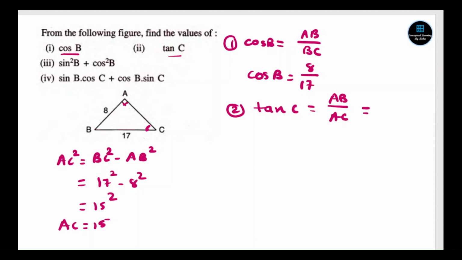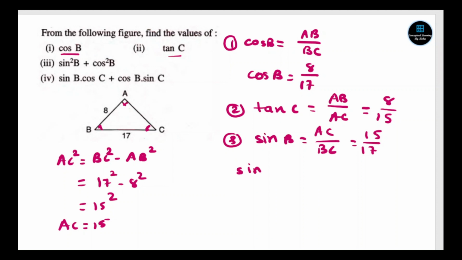Alright, and when I substitute the value, what do we get? AB is 8 to 15. So I got tan C value. Now sin square B plus cos square B. First of all, we already found the cos B. Now sin B value also will write. So sin B is nothing but perpendicular to hypotenuse. The reference angle is B, so perpendicular is AC. AC to BC. So what do we get? 15 over 17.